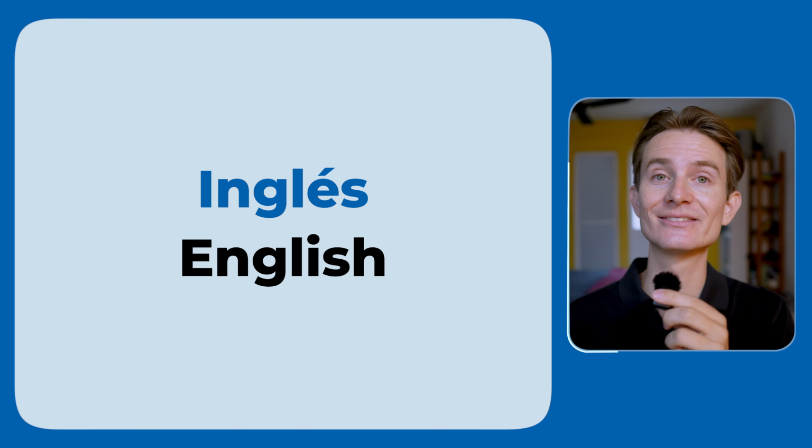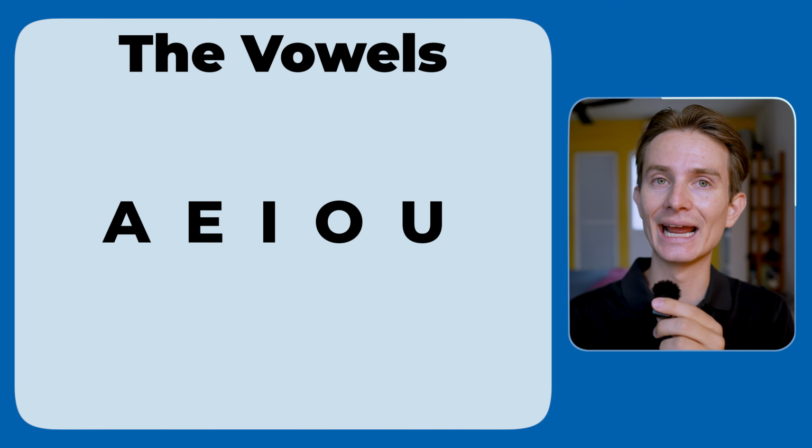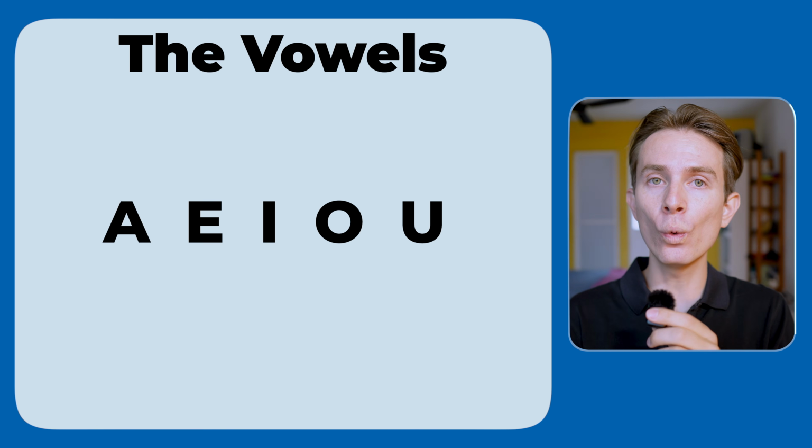Spanish is completely phonetic, meaning the way that words are spelled is the way that they sound, unlike English. There are 27 letters in the alphabet, and the most important ones to pronounce correctly are the vowels. A, E, I, O, U.